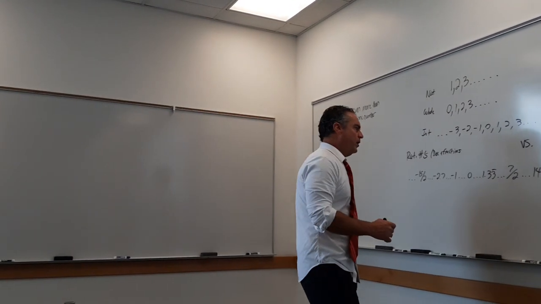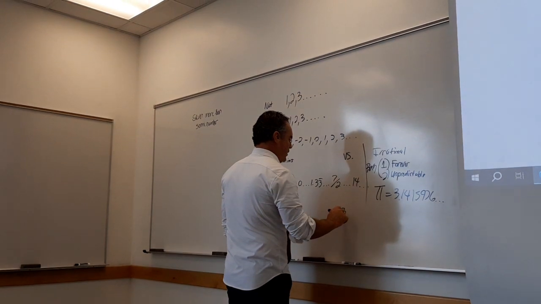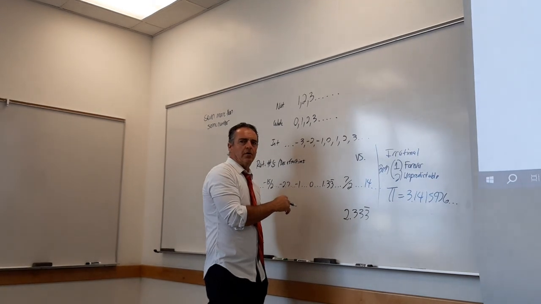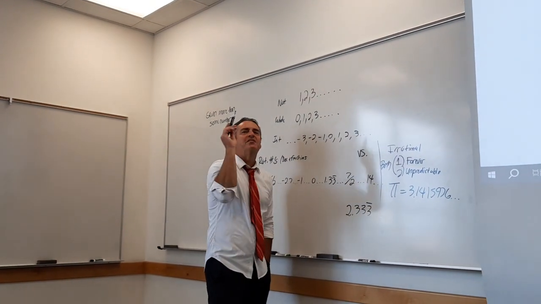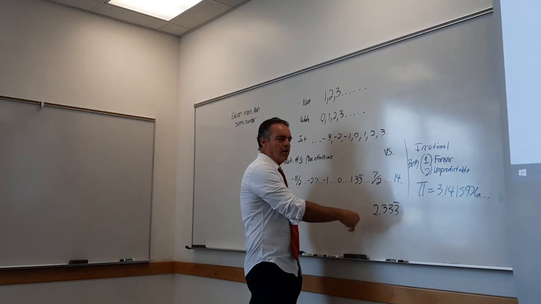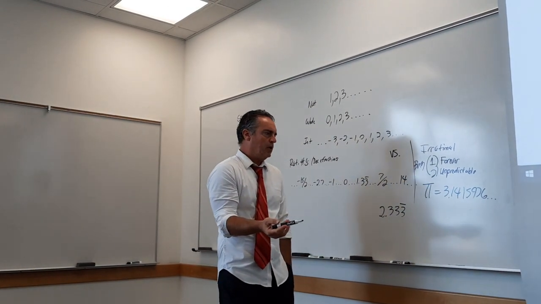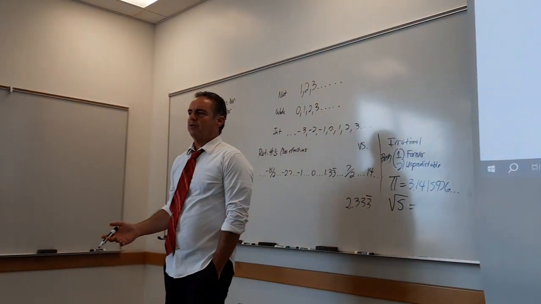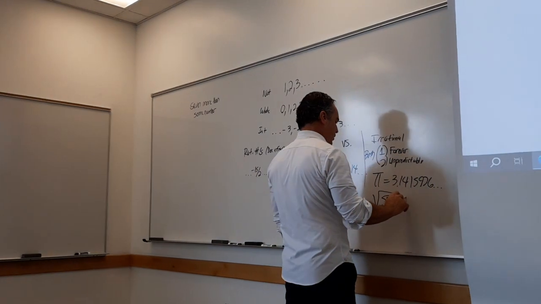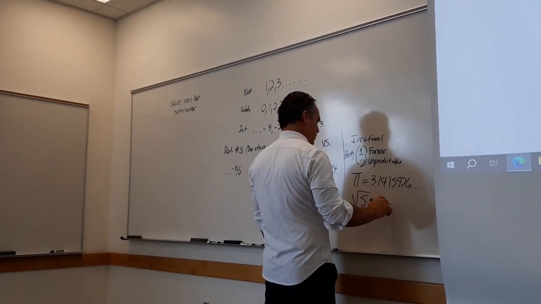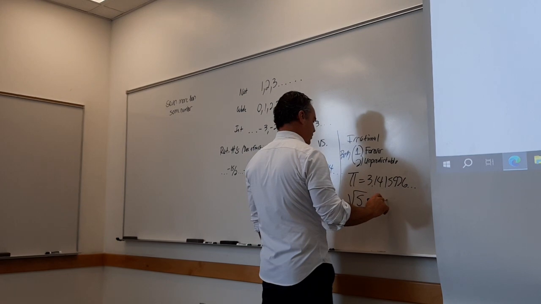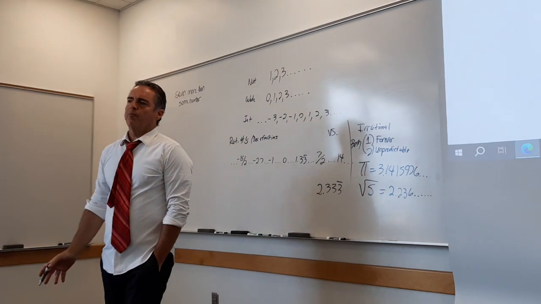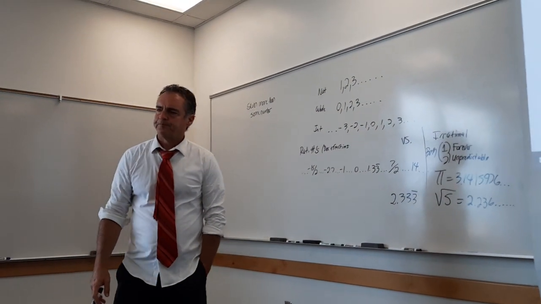Ready for this? What about 2.333 with a bar over it? Is that irrational or rational? Rational, because it's predictable. That's why 1.33 is over here, and so is anything else with a bar over it. You know what it's going to be. The square root of 5. Put the square root of 5 in your calculator. You're going to get 2.2 something, and it goes on forever and ever. All imperfect square roots are irrational numbers.